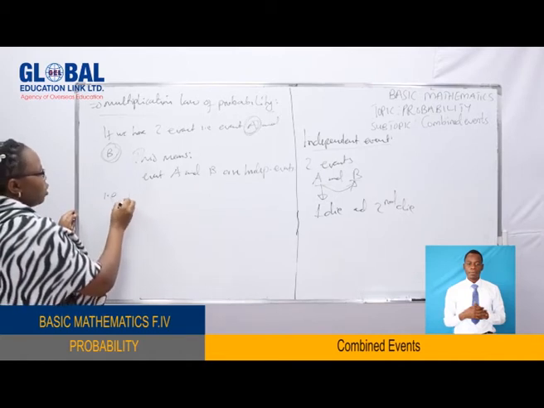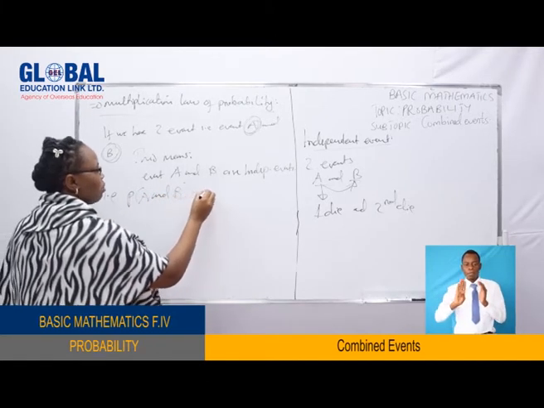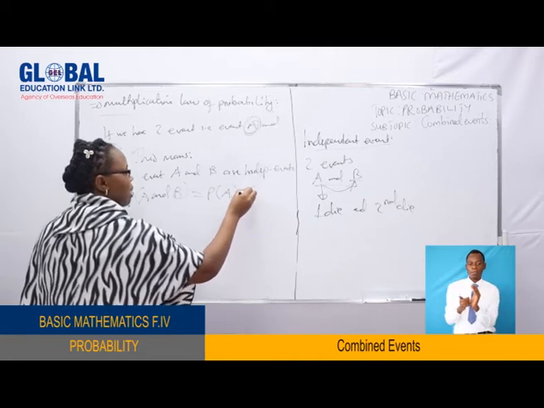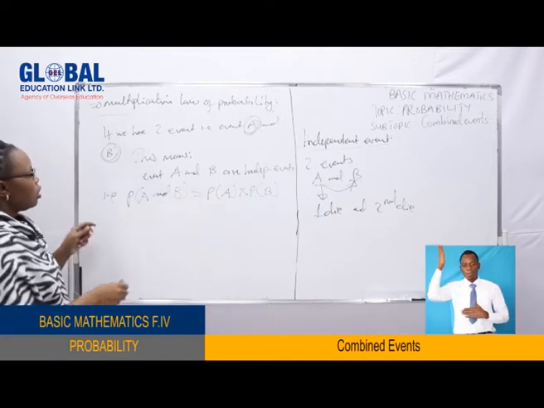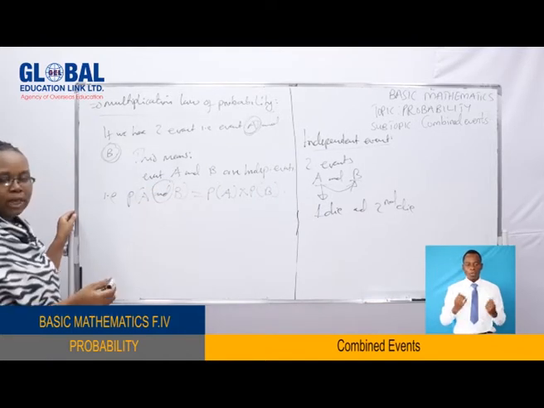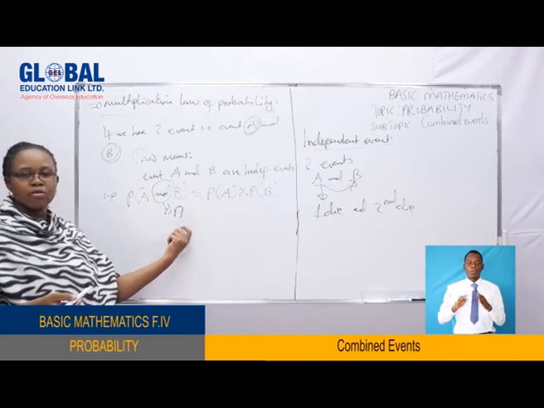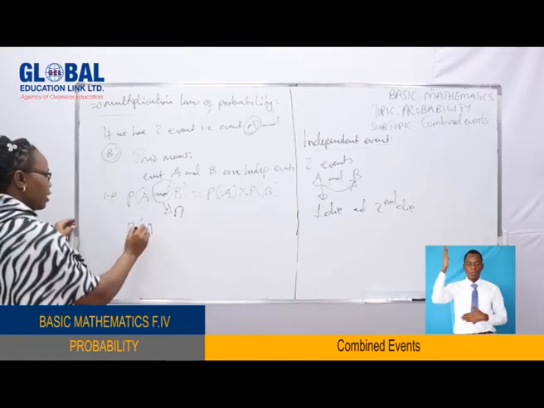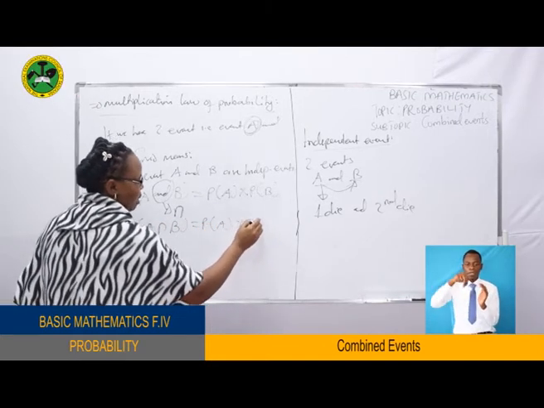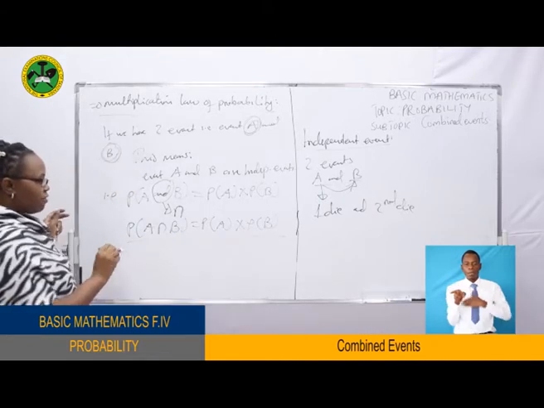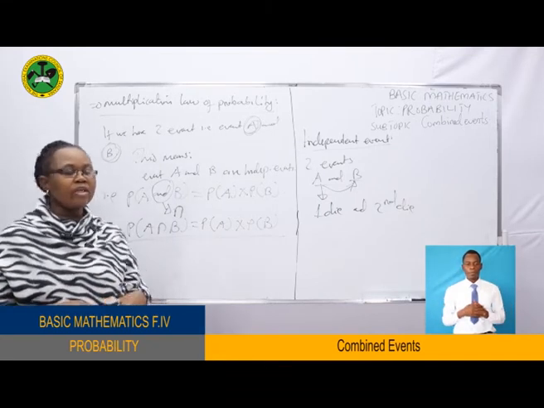Then that will be equal to the probability of event A and event B equals the probability of event A times the probability of event B. So this is an independent event. Or we can remove the word "and" and put a symbol, the intersection symbol, as learnt in Form 2. Then we say the probability of A and B equals the probability of A times the probability of B.